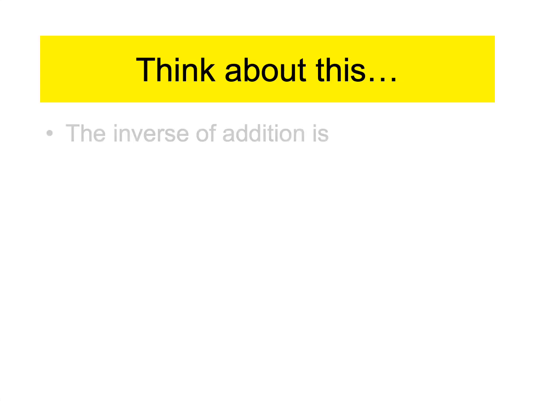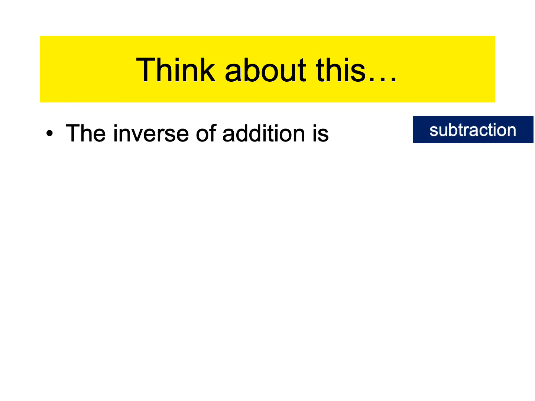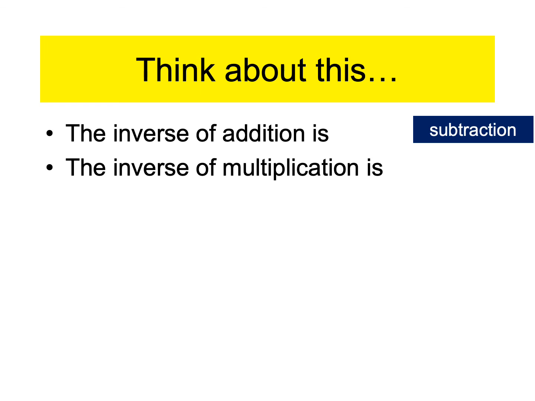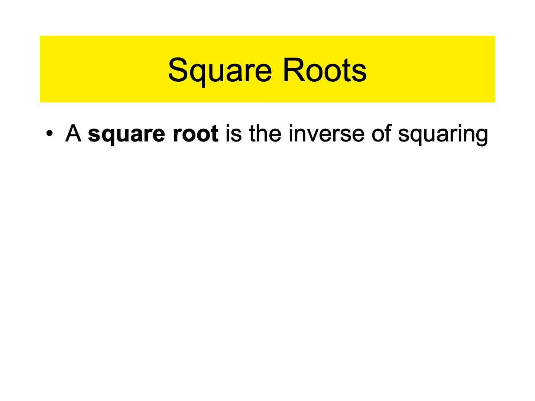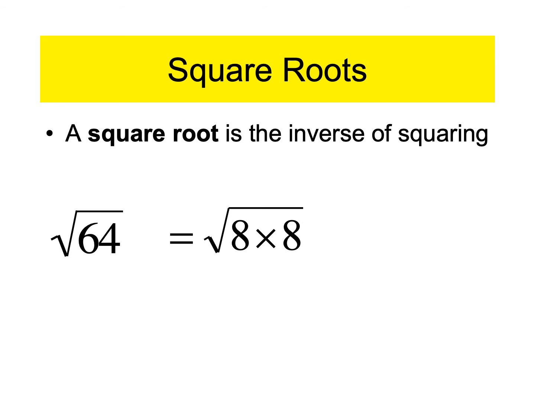So think about this. We have these inverses. The inverse of addition is subtraction. The inverse of multiplication is division. What's the inverse of squaring? Well, you know this from last year. The inverse of squaring is square rooting. It's what undoes the squaring process. Not to belabor the point, but this is how it's done.